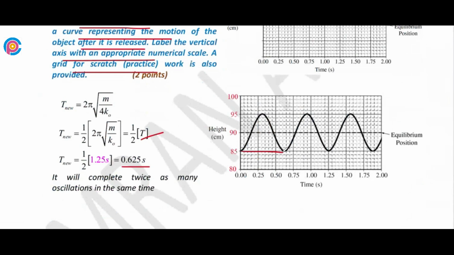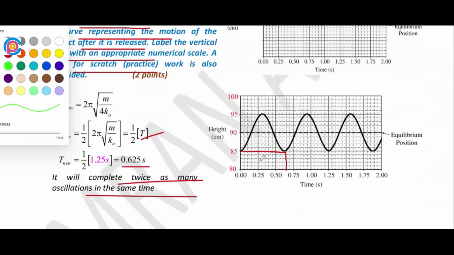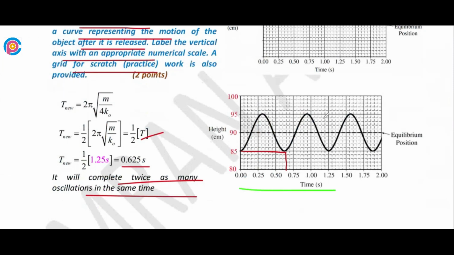So you can see I have drawn the new wave with a period of 0.625. It completes twice as many oscillations in the same time. So you can see that in the same time, 1.25 seconds, it completed two oscillations. So that's the change caused by increasing the spring constant.